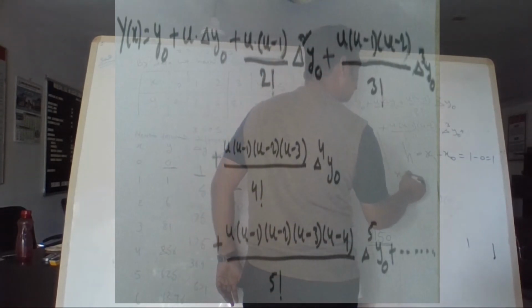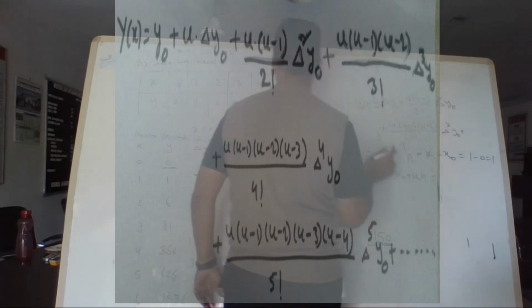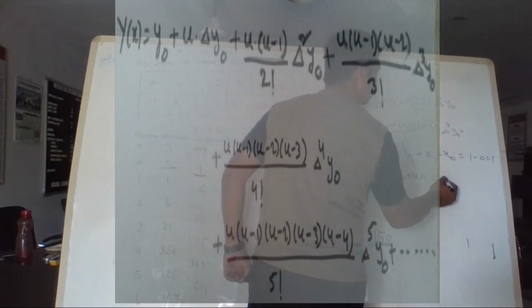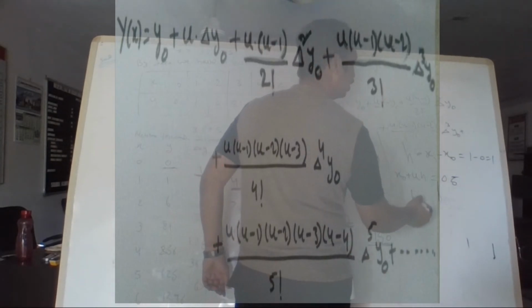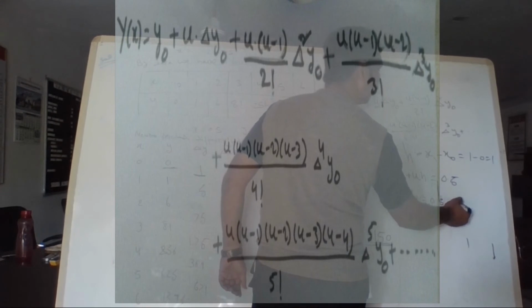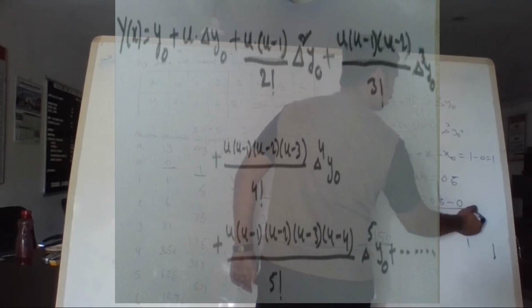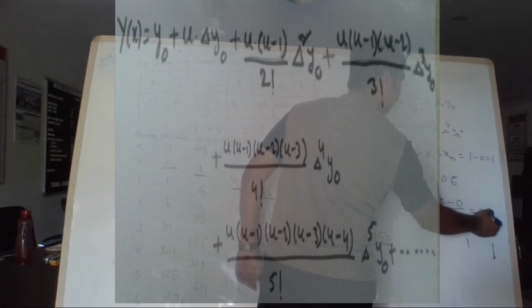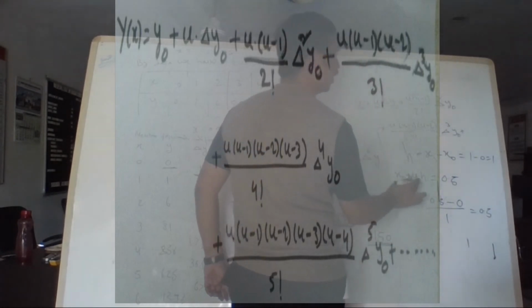u equal to x minus x0 by h. What value are they asking? 0.5. So x equal to 0.5. u equal to 0.5 minus the value of x0, which is 0, divided by the value of h, which is 1. That equals 0.5. The value of u equal to 0.5.